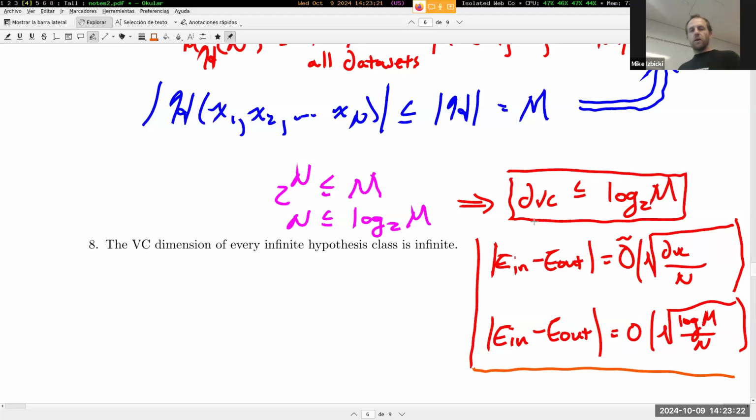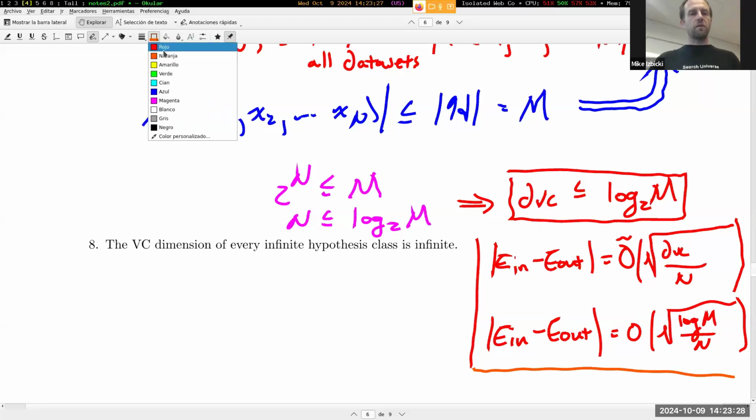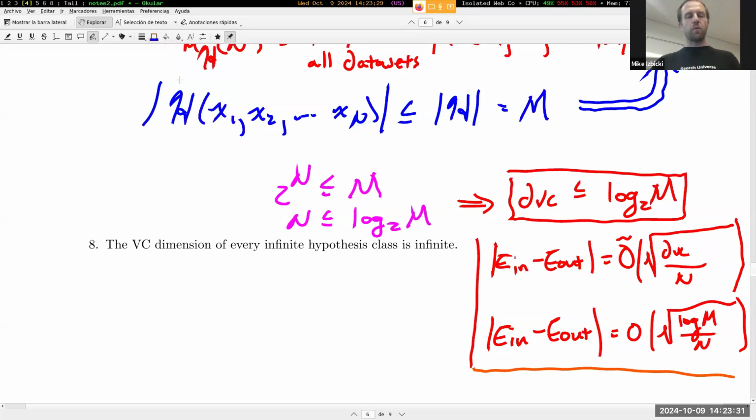Let's see. Yeah, I realize I'm going fast through here. I just want to make sure that we cover one last problem related to number 7 and important. And that's sort of going in the opposite direction here: if we have the VC dimension of every infinite hypothesis class, is that infinite? This is going to be false.